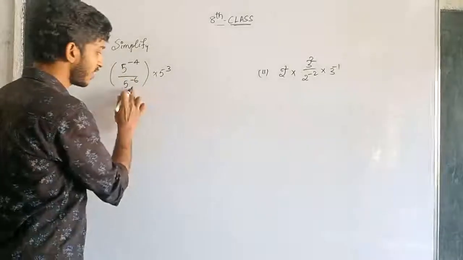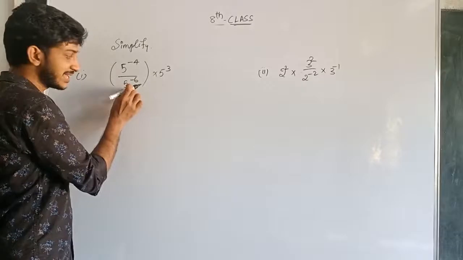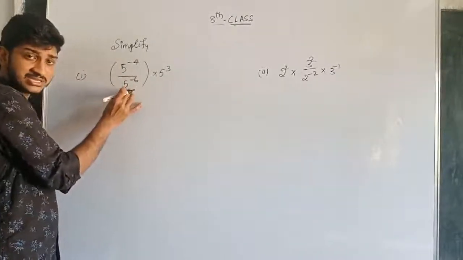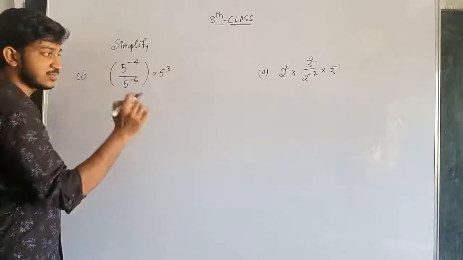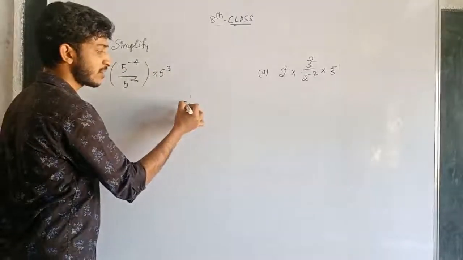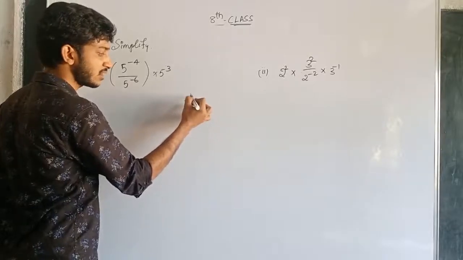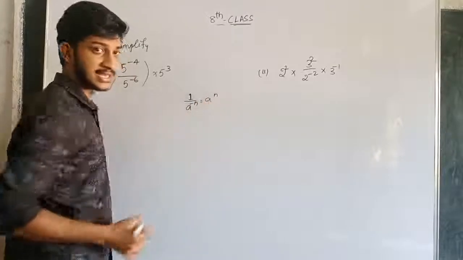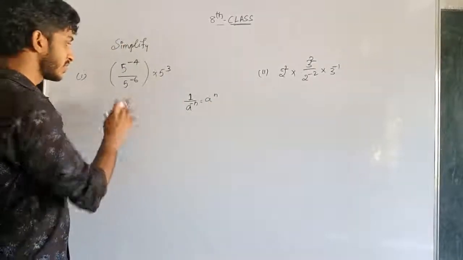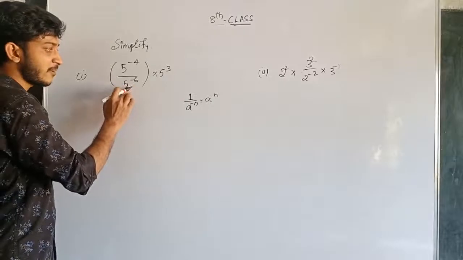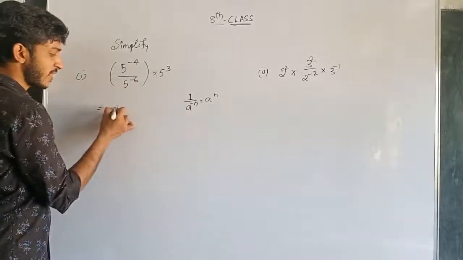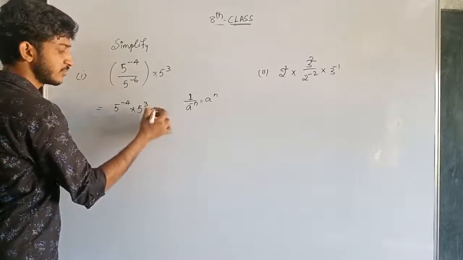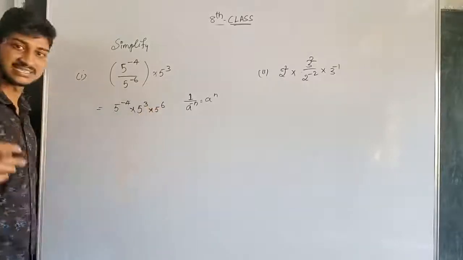So I'm taking this number to the numerator. This number is in the denominator, so I am taking this number to the numerator. How I am taking it is I am using this formula: 1 by a power minus n equals a power n. So I am taking this 5 power minus 6 to the numerator, then it becomes 5 power minus 4 into 5 cubed into 5 power 6.